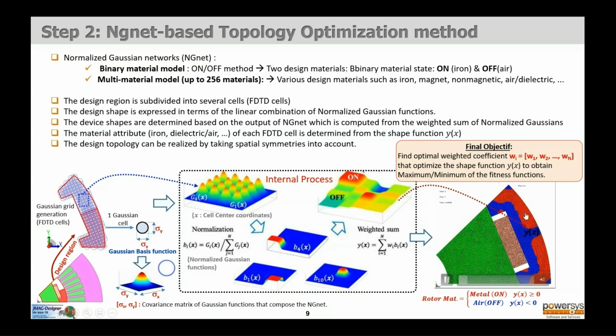So here, for example, we have two types of design material. This means that the value of this function will give the type of material. For example, if the value is positive, we have the metal or iron. If the value is negative, we have the air. So what I want to say here is that the final objective is to find the optimal weighting coefficients, that is, the coefficients that optimize the shape function, in order to obtain the maximum or minimum of the objective function.